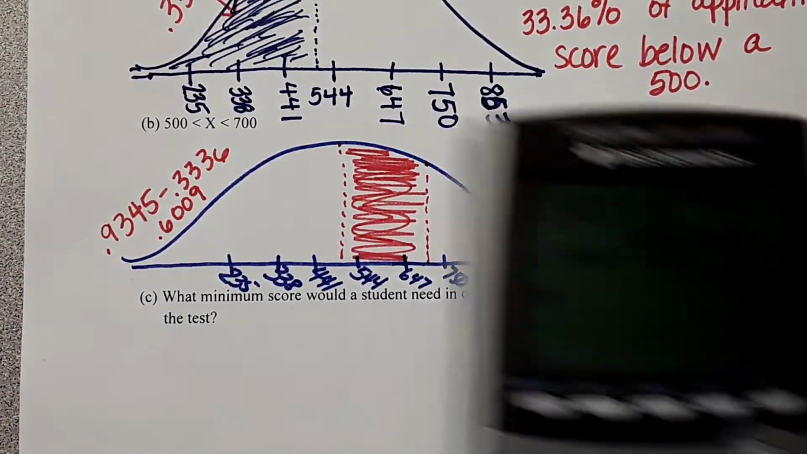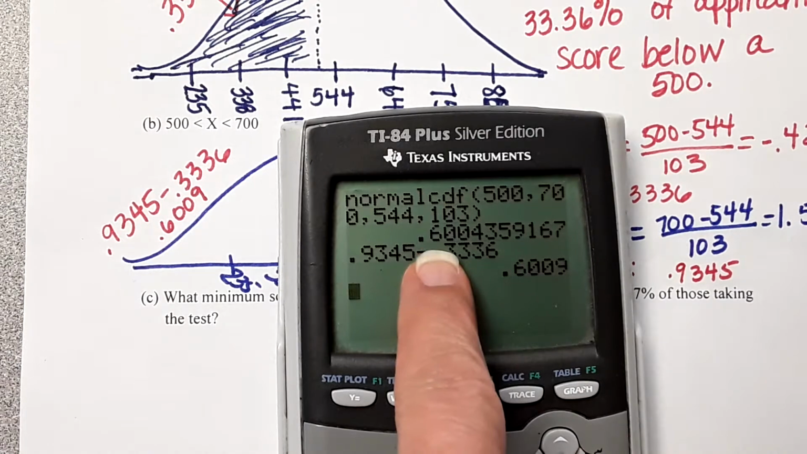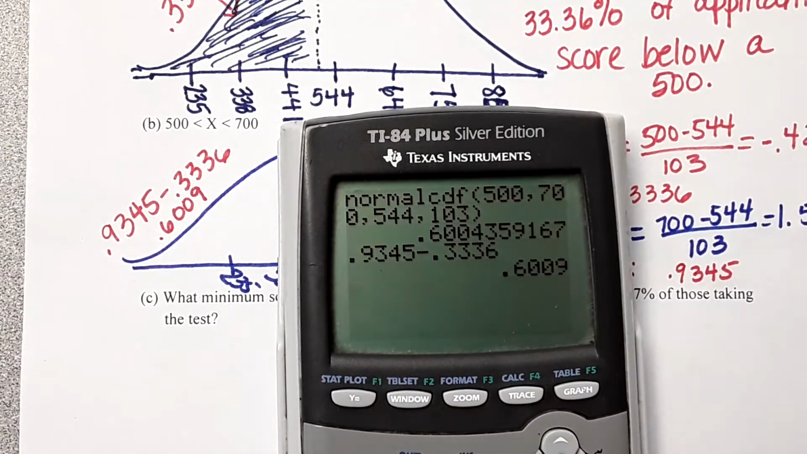And then your calculator, where we did it the other way, got 0.6004. Why do you think we're off by that much, Matt? Rounding. We had a rounding error. We had to round our z-score so we could look it up on the chart. So there's nothing wrong with it.